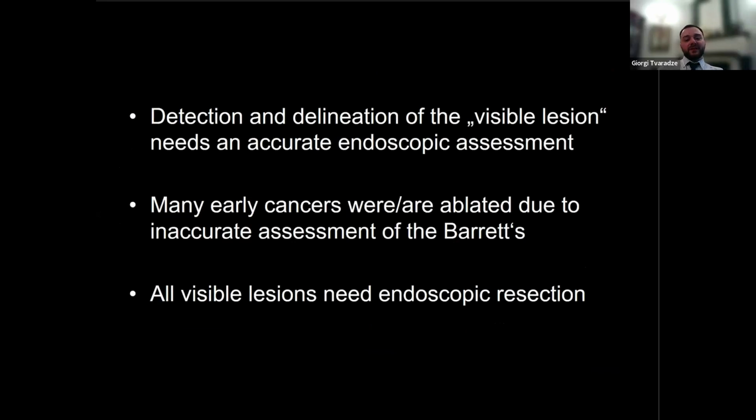Now, the detection and delineation is very important and it needs accurate endoscopic assessment. Because unfortunately, for many years cancers were ablated and unfortunately still are ablated due to incorrect assessment of the Barrett's. So all visible lesions need endoscopic resection and not the ablation. So when we have a visible lesion, we need to do endoscopic resection and not start with ablation.